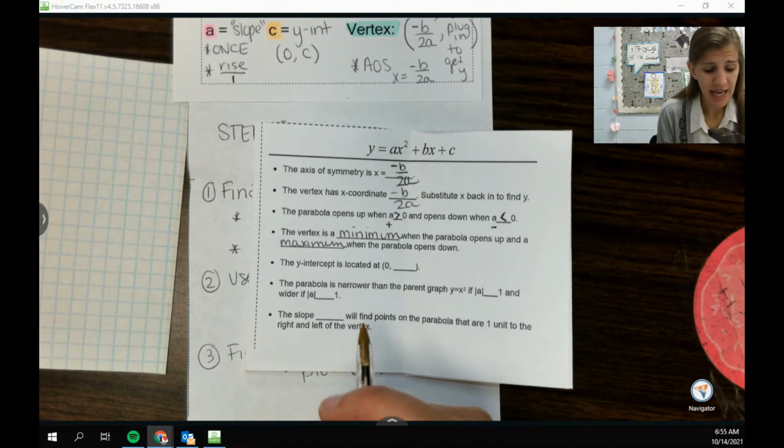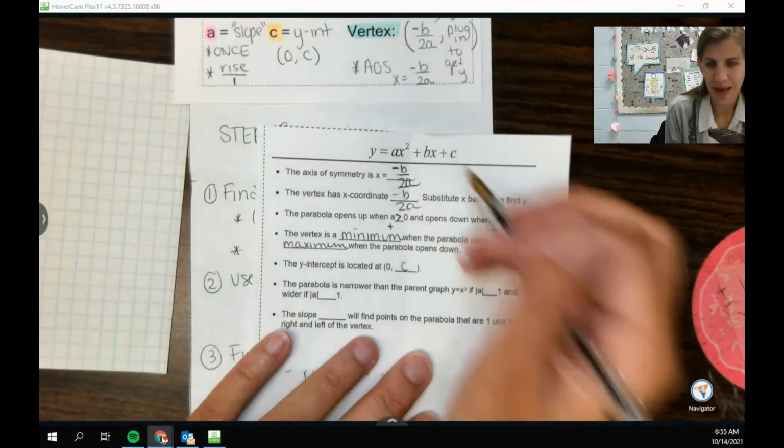The y-intercept is always easy. It'll always be at (0, c). No math needed to find that one.